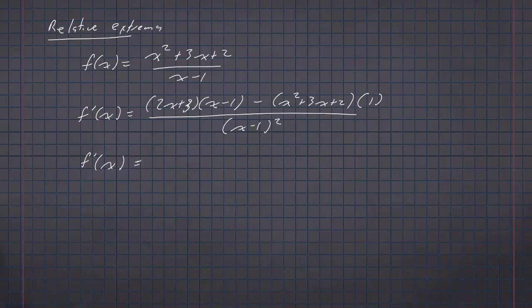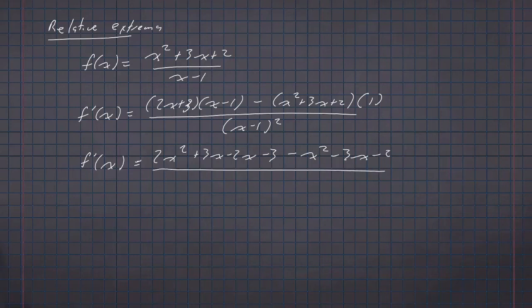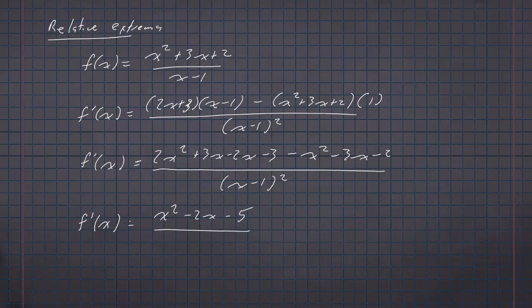All right, 2x plus 3 times x minus 1 is going to be 2x squared plus 3x minus 2x minus 3. And then we have minus x squared minus 3x and minus 2. And the denominator I'm keeping factored because my hope is still that I'm going to be able to reduce this fraction before I'm done. All right, combining some like terms, we have 2x squared minus x squared, which is x squared. We have 3x minus 2x minus 3x, which is negative 2x, and we have minus 3 minus 2, which is negative 5. And okay, that doesn't reduce any.